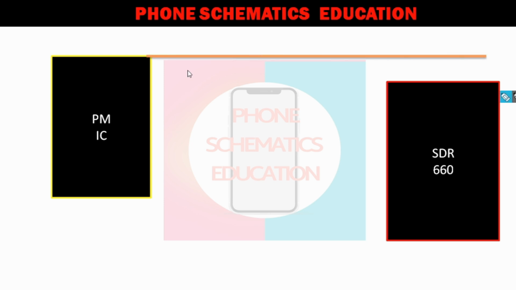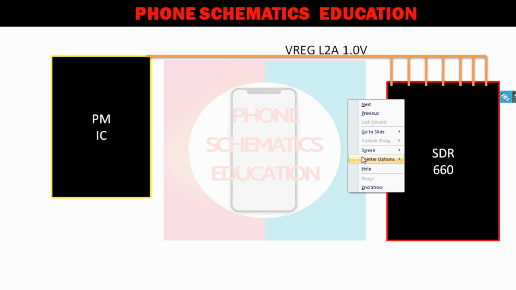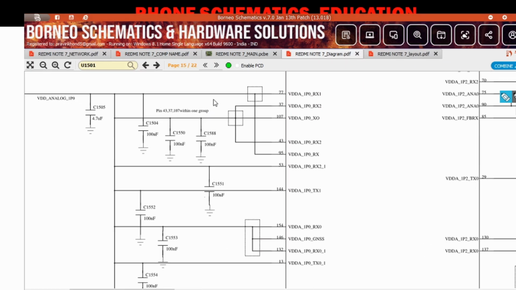One line emerges from the power IC, right? In this line you will get first a filter cap. Now this line is called voltage regulator L2A, that means VRAG LDR 2, from LDR 2A 1 voltage. When you measure in this line you will get 1 volt. Now this line is connected to the SDR IC in 7 different ways, right? Now how many balls is this line connected to? Let me see in the schematics. This line is connected in 7 different ways.